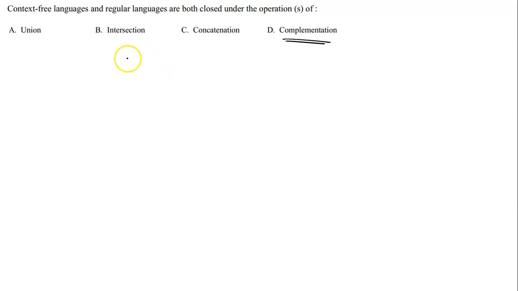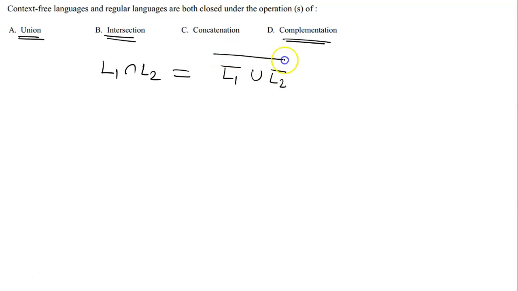Let's see complementation. The set of context free languages is not closed under complementation, and we can prove it very easily. We have already seen that the set of CFL is closed under union, and the set of CFL is not closed under intersection. Now for the complement, we can prove that the set of CFL is not closed under complementation. We know that L1 intersection L2 is nothing but the complement of L1 complement union L2 complement.